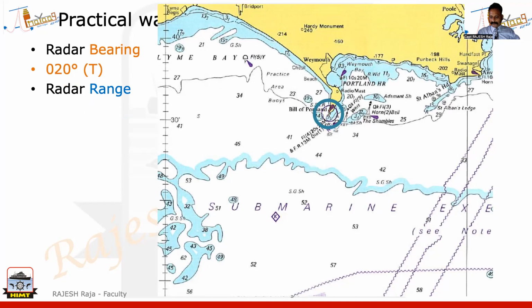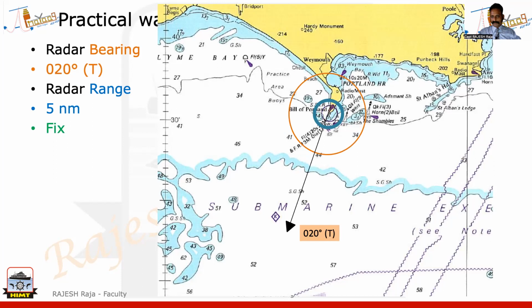The range also was taken from radar, that is from me to him, but right now I don't know where I am. So I'll go to Bill of Portland, and I'm going to draw a circle of 5 nautical miles, taking Bill of Portland as center. Okay, which means my vessel is anywhere on this circle. Now I need to mix both of them because I'm trying to talk about a simultaneous fix. I'm going to combine both the bearing and the range that we got now. Let us do that.